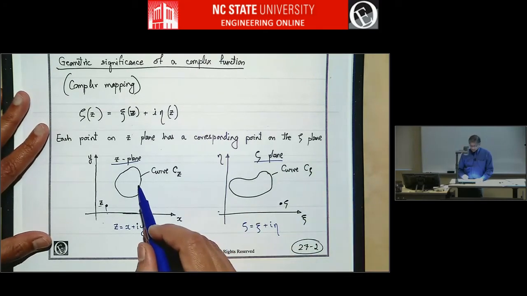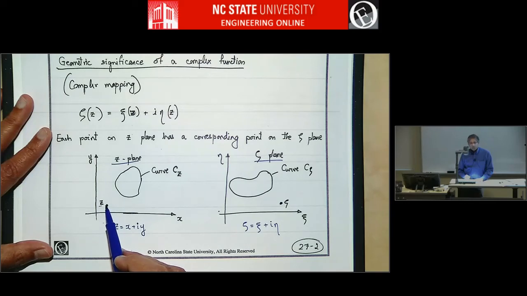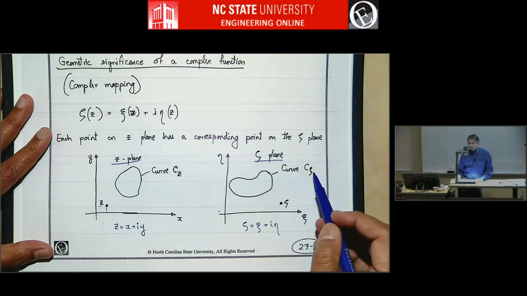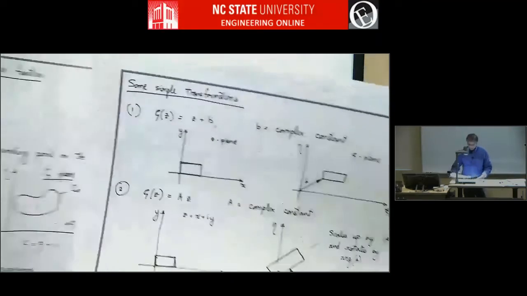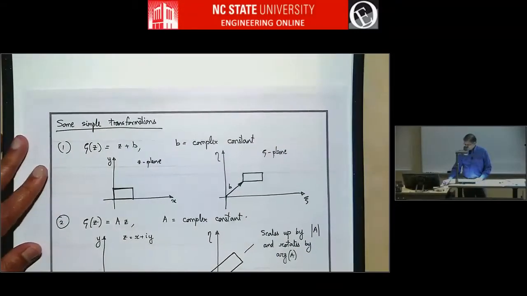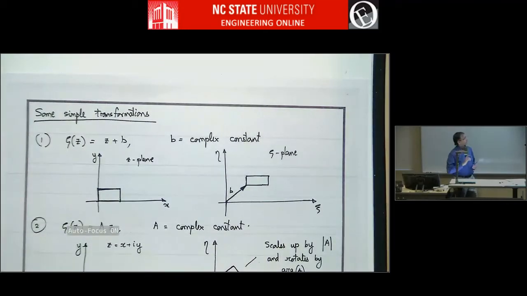The way we refer to this is the point z maps to point zeta, and curve CZ maps to a new curve C zeta. So that's the general idea. Let's look at some transformations, some simple transformations that are well known and used in various circumstances.